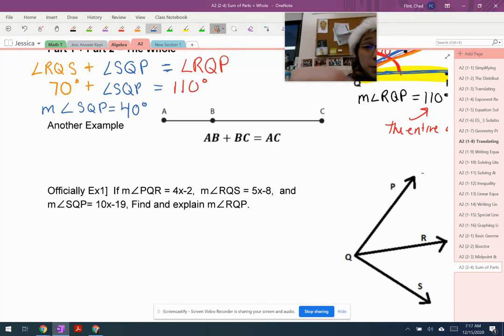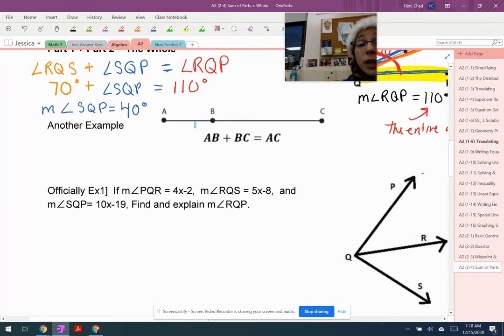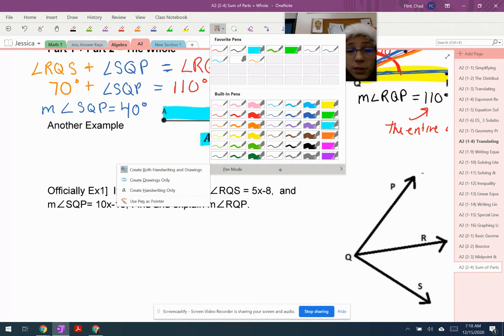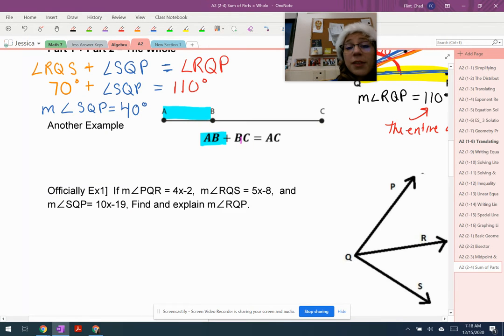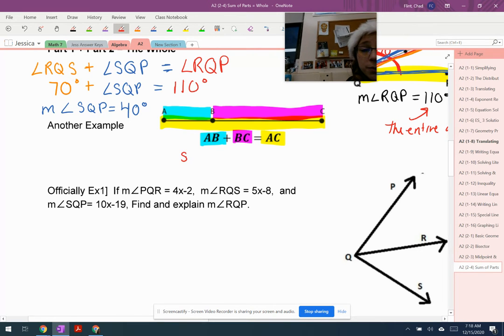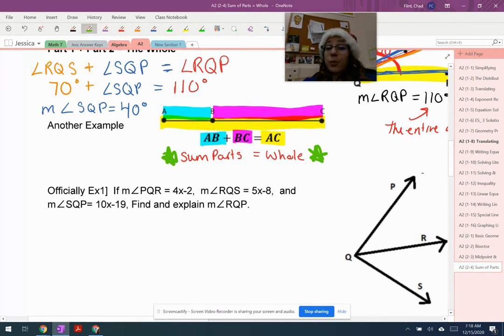So, by this idea of sum of the parts equals the whole, if I take AB, those highlighters are just so extra. And then BC, AB plus BC gives me the entire AC. The sum of the parts equals whole. Sum of parts equals whole. That's going to be the key sentence here that you're writing to explain and to show work when you're doing these problems.